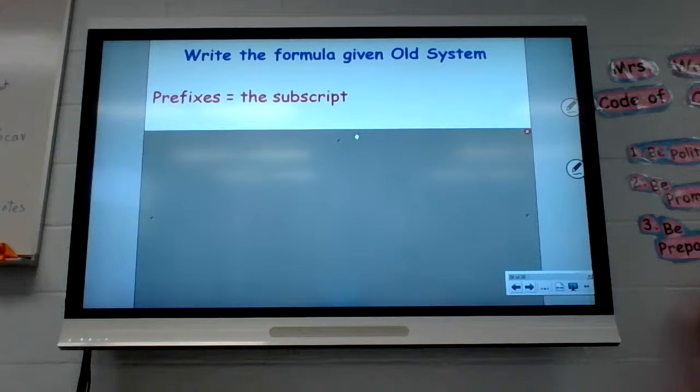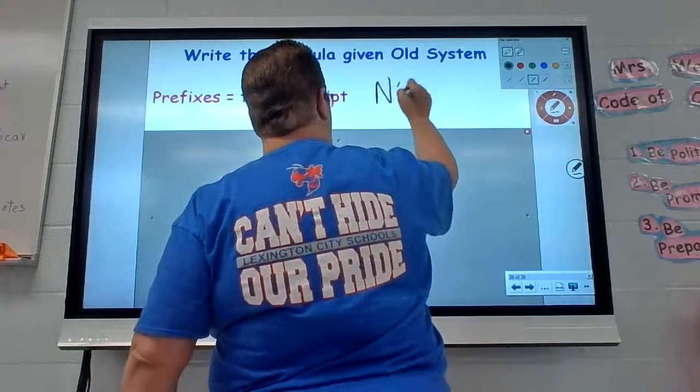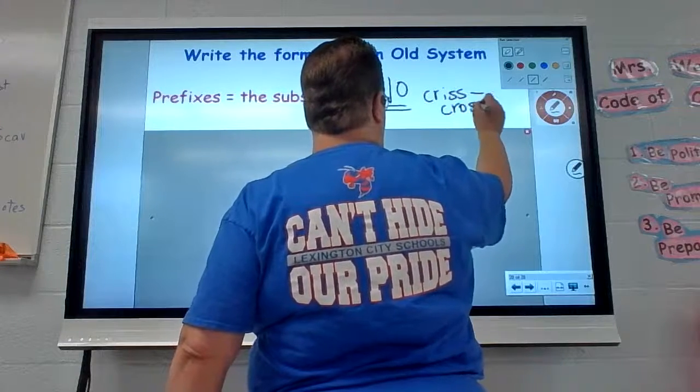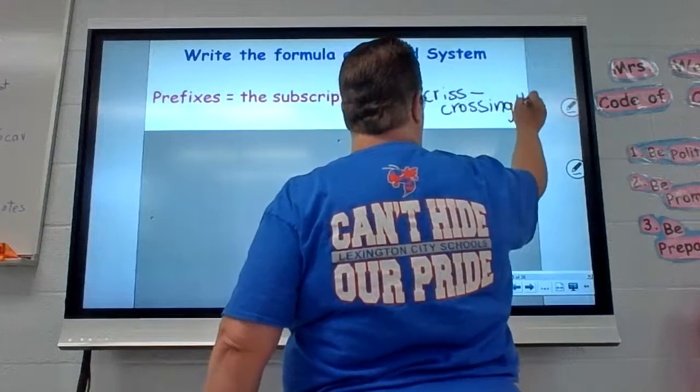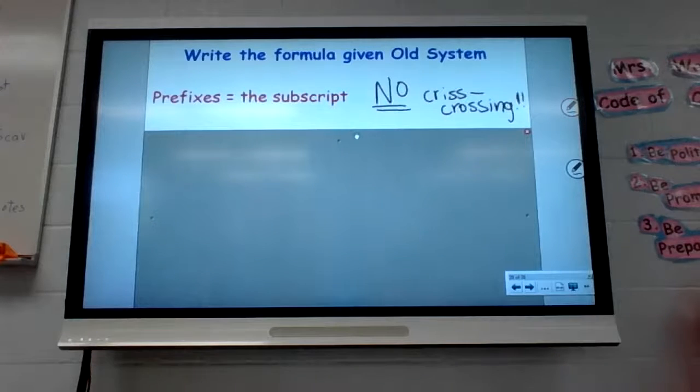Now, I will write this up here because people will still try to do it. There is no crisscrossing in the old system. Okay? We're not crisscrossing in the old system. So when we write the formula using the old system, when they say something like carbon tetrachloride or dinitrogen trioxide like we just wrote, they're giving you the old system. You're not going to crisscross. The prefix is the subscript.